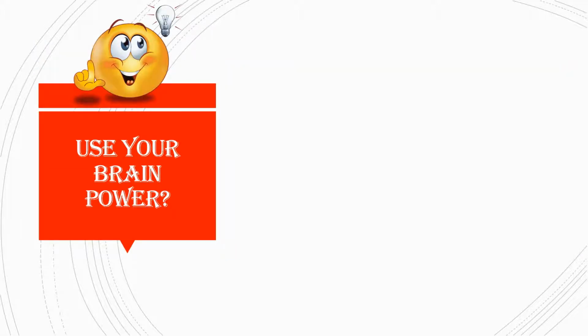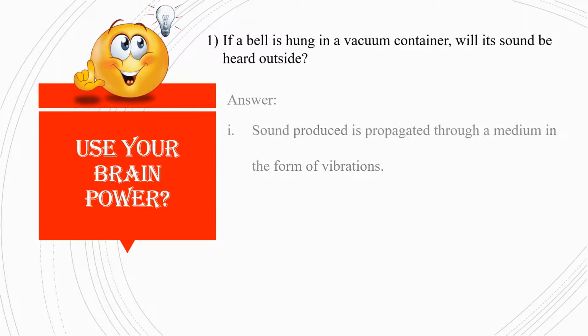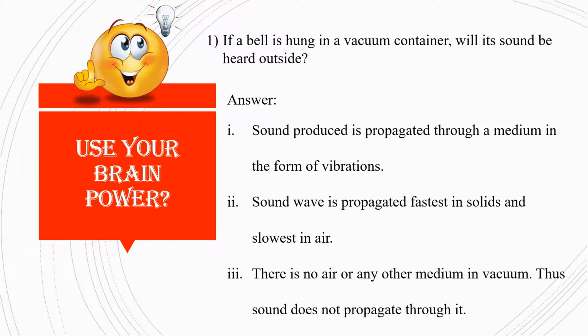Students, use your brain power to answer this question: if a bell is hung in a vacuum container, will its sound be heard outside? Correct. Sound produced is propagated through a medium in the form of vibrations, and sound wave is propagated fastest in solids and slowest in air. So there is no air or any other medium in vacuum. Thus, sound does not propagate through it.